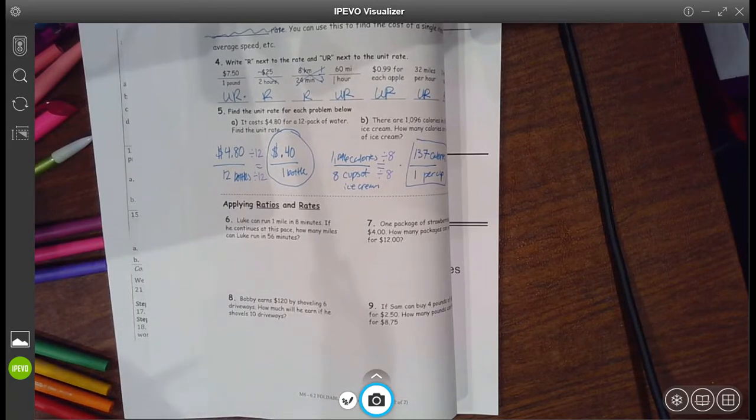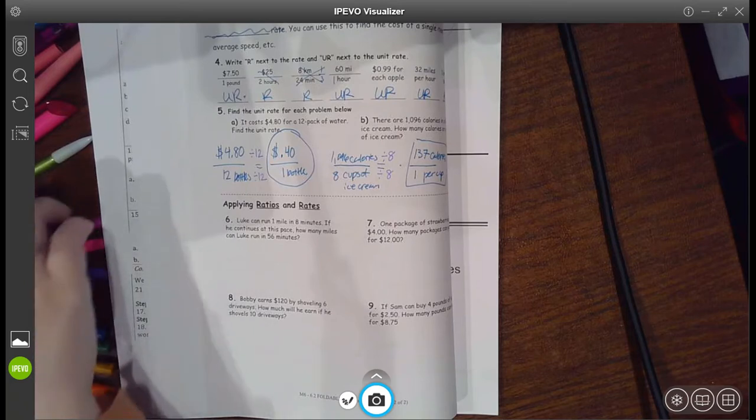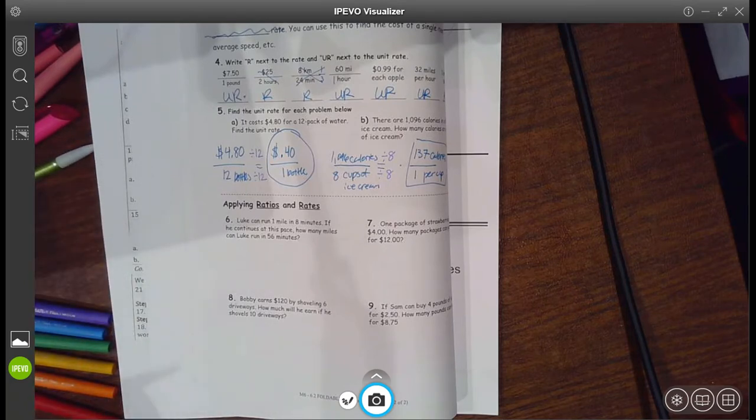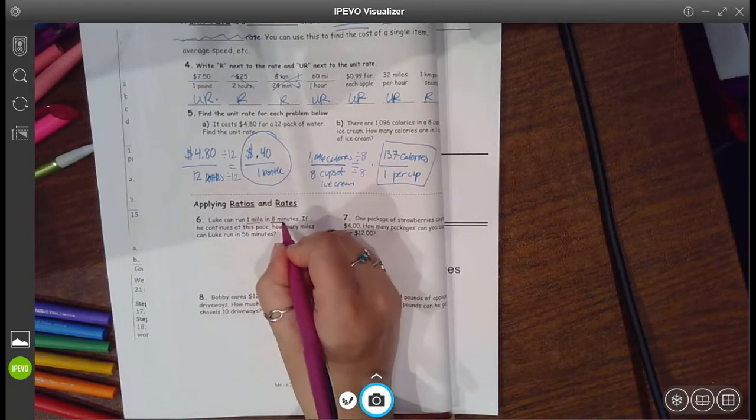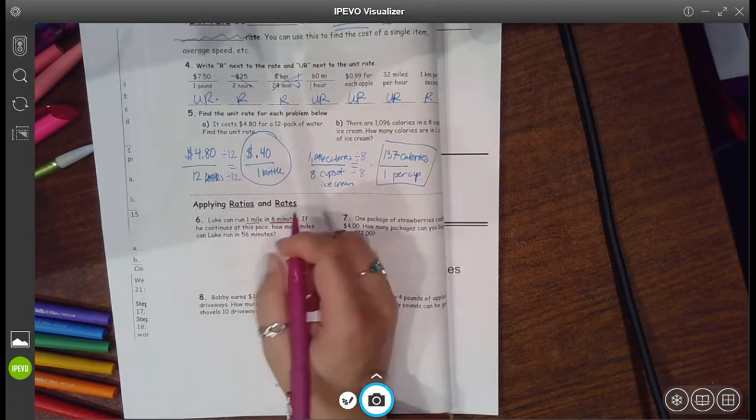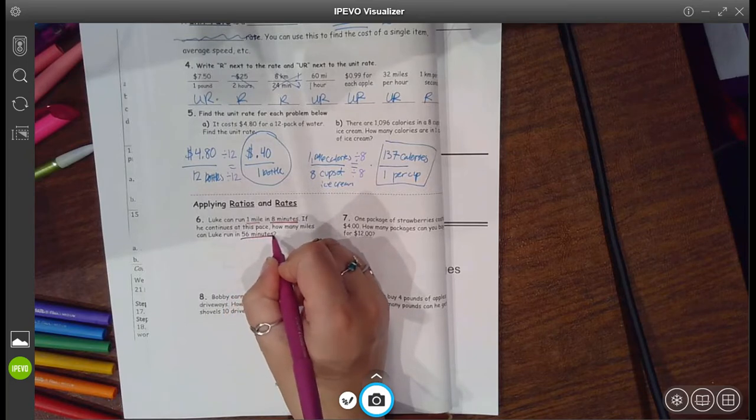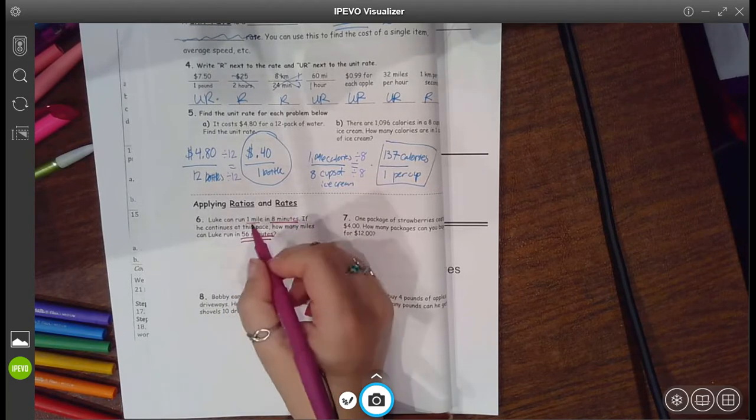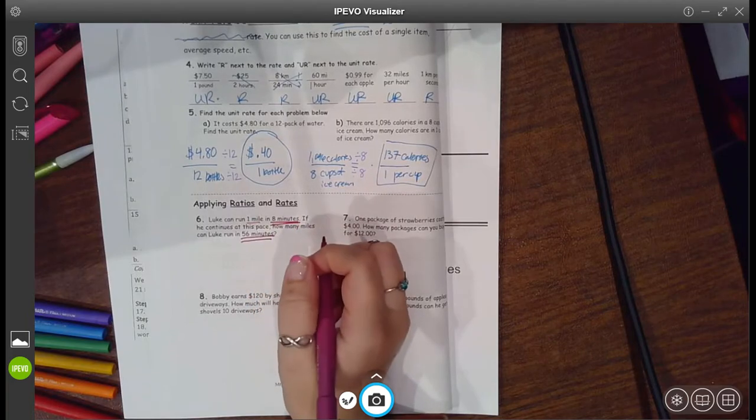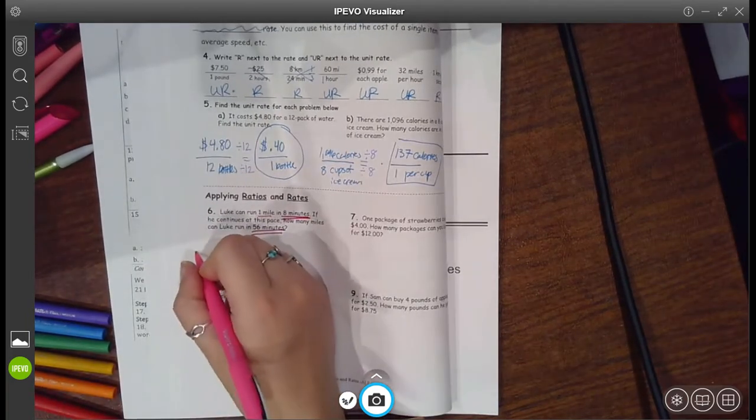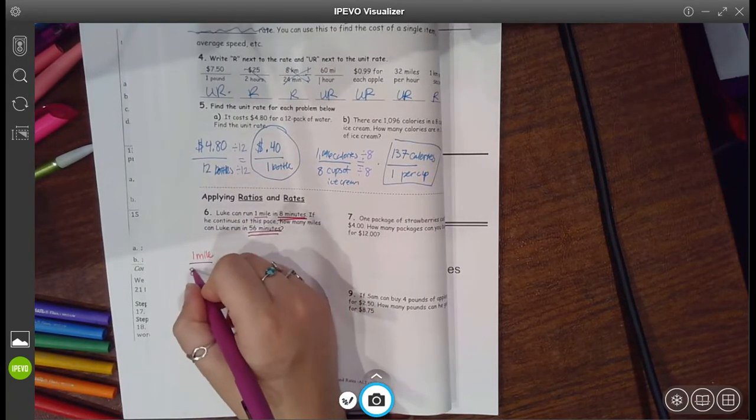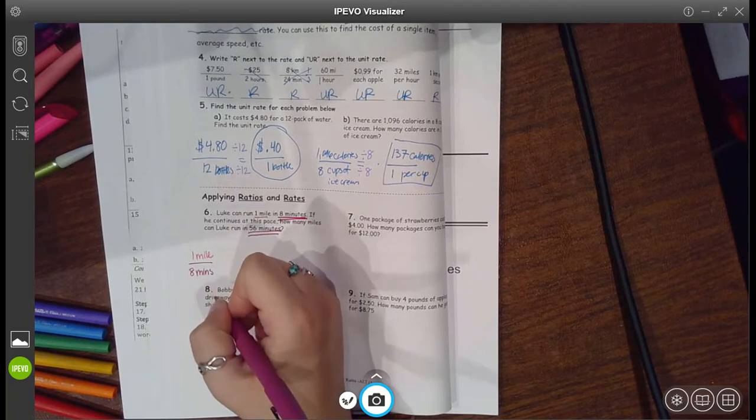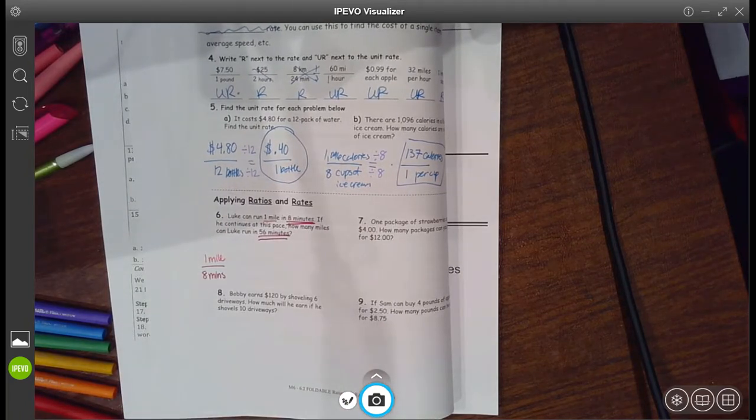Okay, so what I mean by that is this. In that first sentence, we have miles and we have minutes, right? When deciding which one goes where, well, I see minutes again, so this is going to go in the bottom. So 1 mile for 8 minutes.